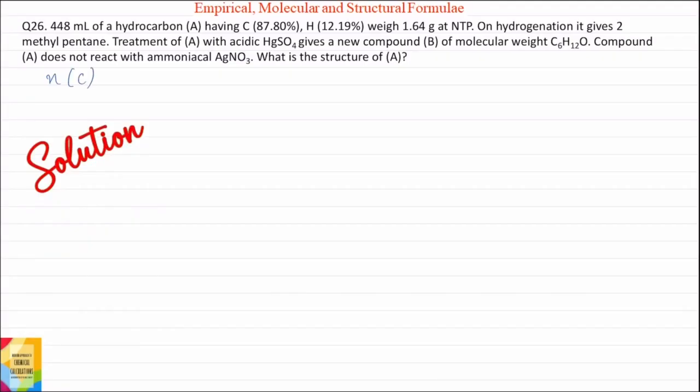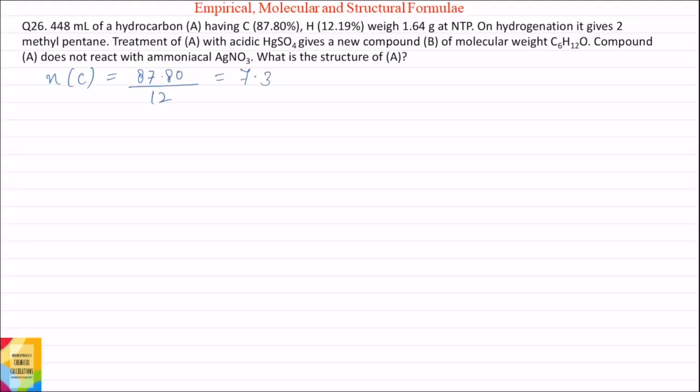Moles of carbon will be equal to percentage of carbon divided by 12. 87.80 divided by 12 is equal to 7.316 moles. Moles of hydrogen will be equal to 12.19 divided by 1, which is equal to 12.19. So the percentage composition of carbon divided by the atomic weight of carbon gives moles of carbon, and the percentage of hydrogen divided by the atomic weight of hydrogen gives moles of hydrogen.